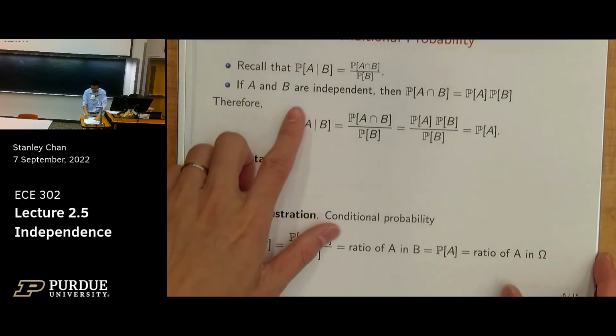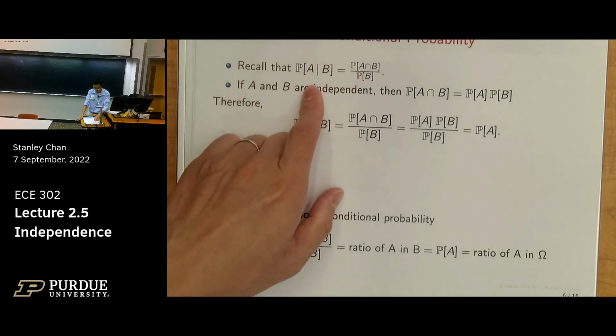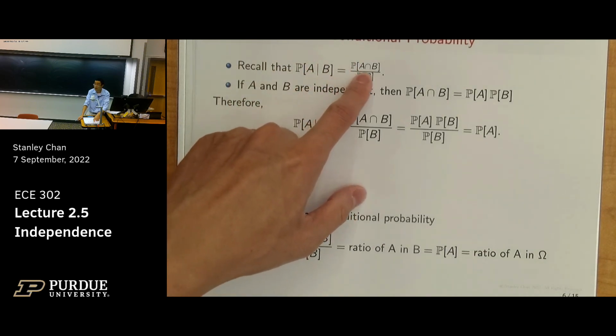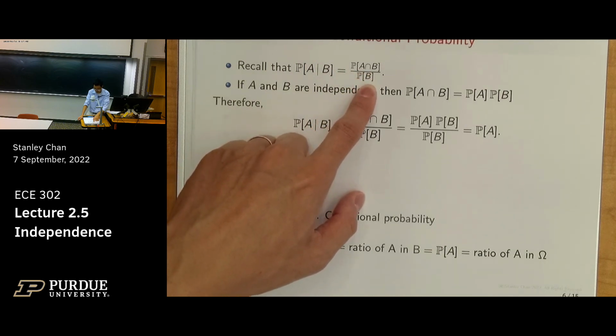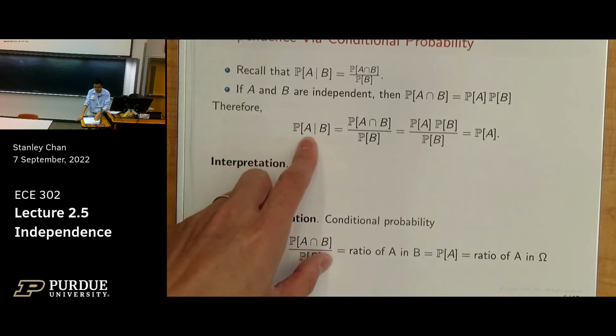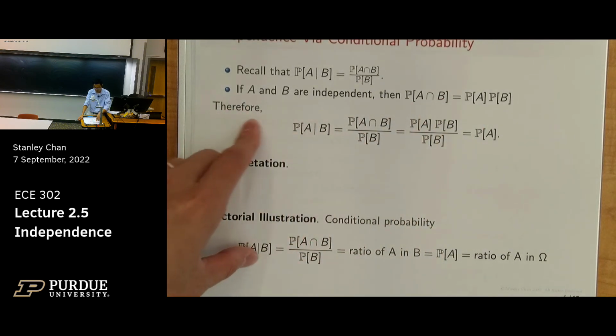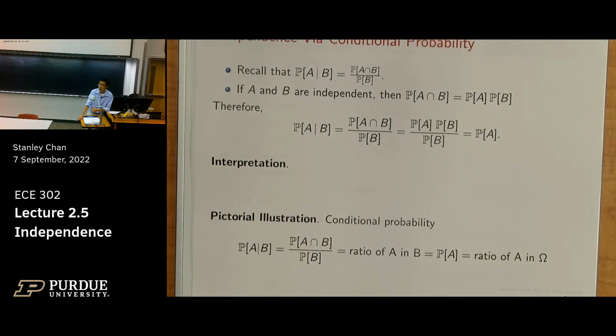So this we have already gone through. Independence via conditional probability, A given B: you have this ratio of A intersect B and the probability of B. If they are independent, you can write this, and therefore if you have A given B equal to A, we say that they're independent. So the interpretation is pretty easy. The presence or absence of B has no influence on A.